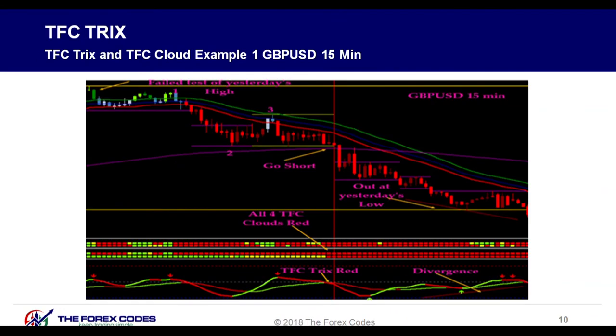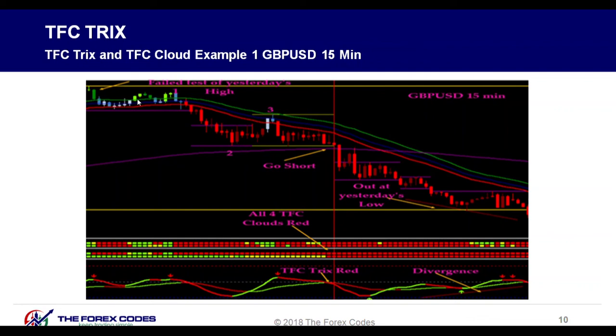Okay, as mentioned above, one strategy that we use is the TFC Trix and the TFC Cloud with higher time frame participation, especially on the TFC Cloud. So let's look at example 1 using the Cloud and the Trix on the pound dollar 15-minute chart. Now here, by the way, it's not a fantastic picture, I have to say, but let's persevere with it.